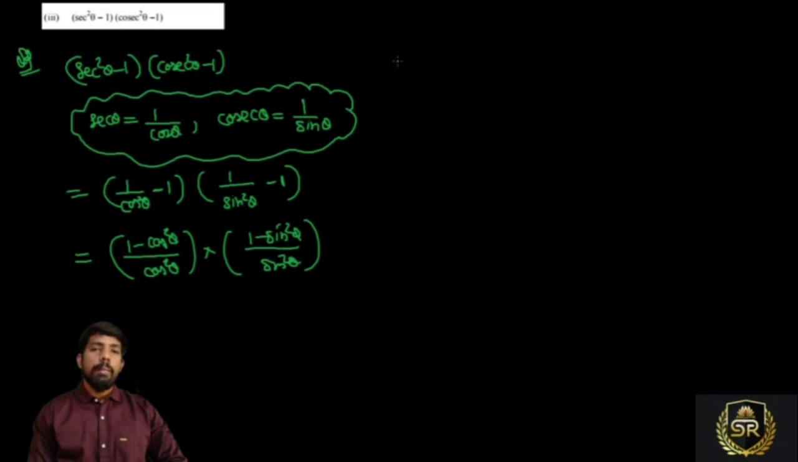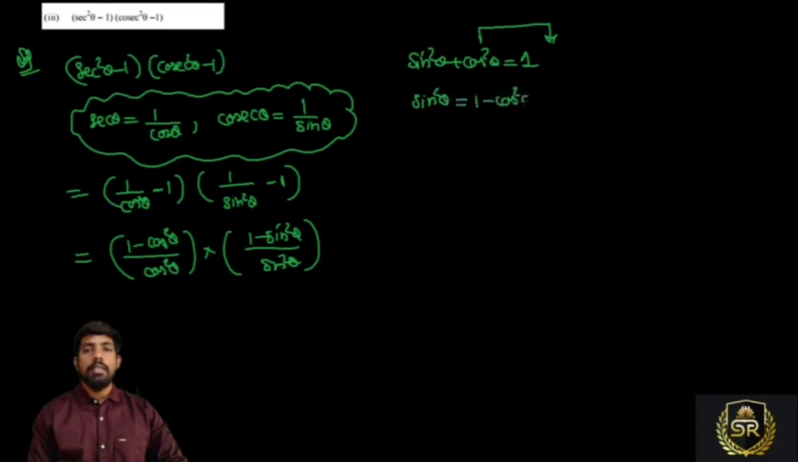Okay, we know the identity. What is the identity? Sin square theta plus cos square theta is equal to 1, right? If I bring this cos square theta to the right hand side, can I write sin square theta is equal to 1 minus cos square theta? In a similar way, if I bring sin square theta to the right hand side, I can write cos square theta is equal to 1 minus sin square theta, right? So in the place of 1 minus sin square, can I write cos square? In the place of 1 minus cos square, can I write sin square?